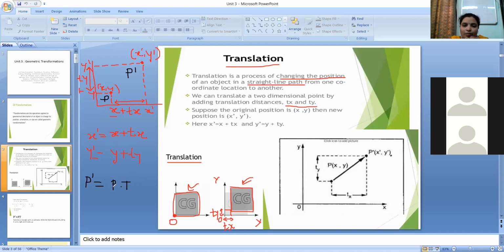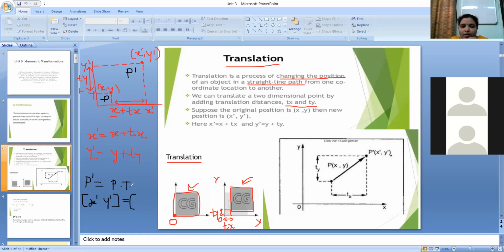So when I want to perform this multiplication for the matrices, I can write it in this way: if I want to get x dash y dash, I am representing P dash in terms of xy coordinates. So P dash can be represented as x dash y dash.